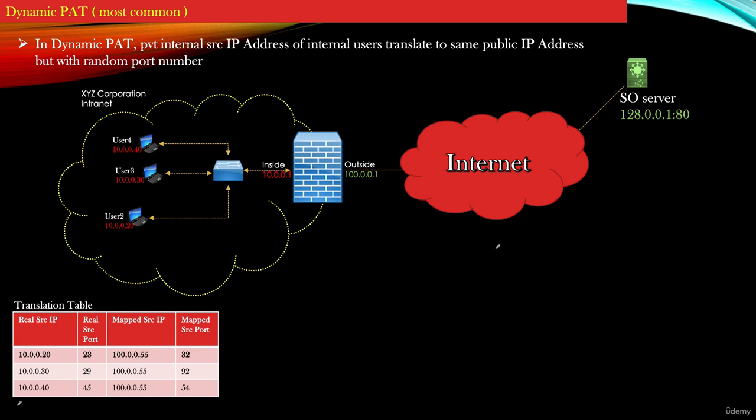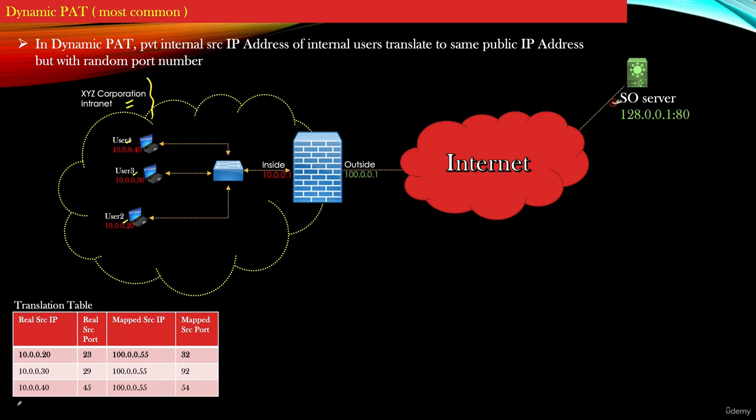So going further, let's see how dynamic PAT works. Let's say that you have user 2, user 3 and user 4 who are sitting in the private network of some XYZ corporation. Now here this XYZ corporation, as I said, could be a shopping mall, it could be airport lounge, it could be railway station, it could be hostel, etc., right?